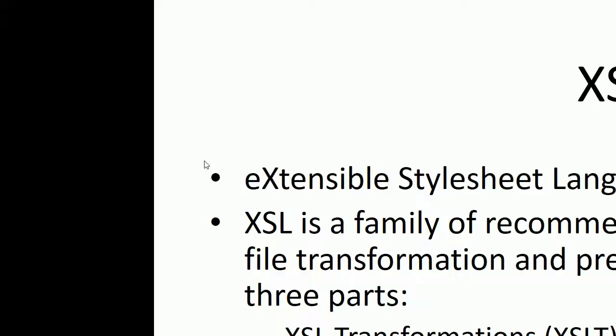XSL. What's XSL all about? XSL is Extensible Style Sheet Language. There's the URL where you can learn more about it. It's a family of recommendations for defining XML file transformations and presentation, consisting of three parts: XSLT, which is for transforming XML, XML Path Language, XPath, used in XSLT or XSLFO to access or to refer to parts of an XML document, and XSL Formatting Objects, or XSLFO, for specifying formatting semantics.